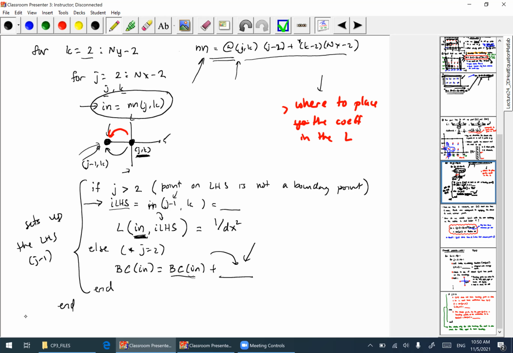If you put an N and an N here, you are going to be wrong, because this short code only accounts for the j minus 1. You haven't accounted for j plus 1. You haven't accounted for the top part. You haven't accounted for the bottom part. So when you're done with this, you need to write 3 more if statements that will account for these 3 points.